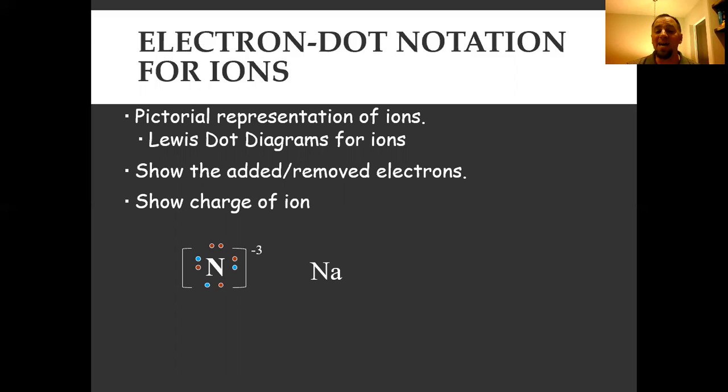Let's take a look at a cation here, sodium. Sodium has how many valence electrons? That's right, 1 valence electron. But that valence electron goes away. So we no longer write that valence electron, right? It loses an electron. We then put the brackets out and a +1 charge on the outside of the brackets.